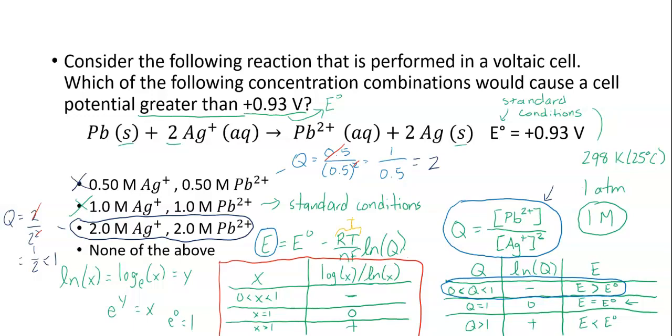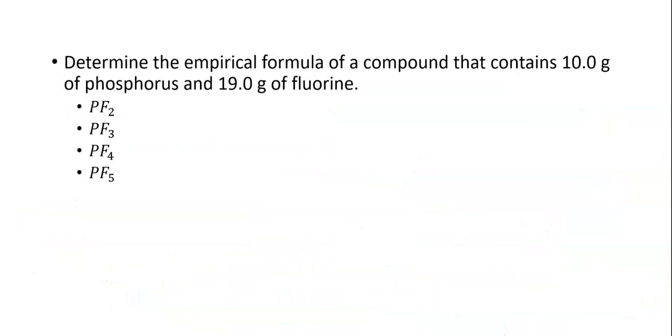Okay. And then I have one more question here. This question is nothing really too complicated mathematically. This is more so dealing with estimation, when you have to estimate. So this question says, determine the empirical formula of a compound that contains 10 grams of phosphorus and 19 grams of fluorine. So hopefully you know that when you're finding the empirical formula, you need to convert everything into moles.